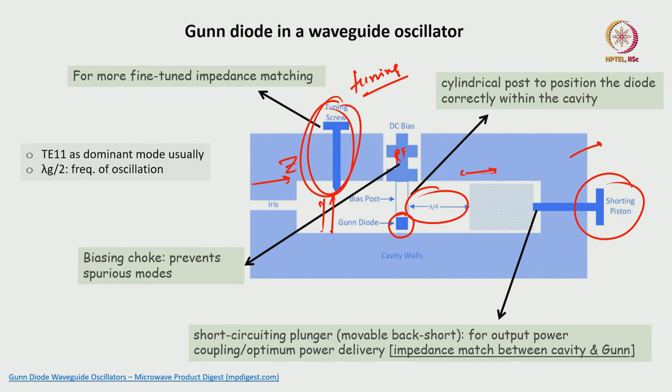And then of course the frequency oscillation here, you can see this delta G by 2. Delta G is the default frequency oscillation of the cavity. Iris is the opening through which you are going to couple it. And so this is basically your schematic of a waveguide oscillator in which you are mounting the Gunn diode.